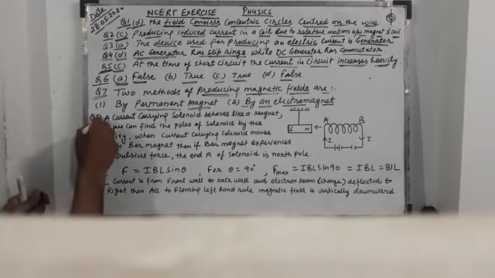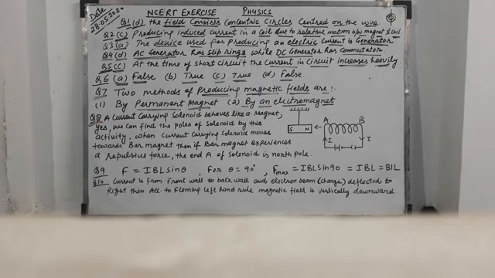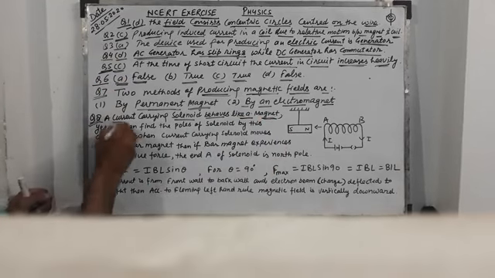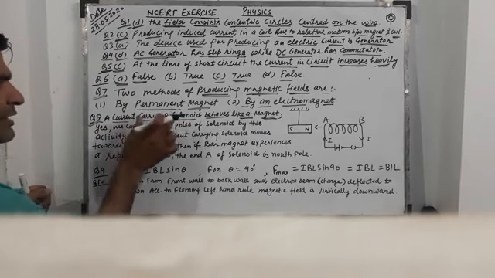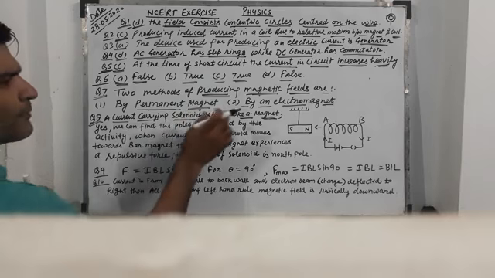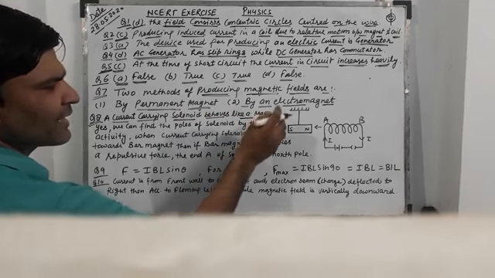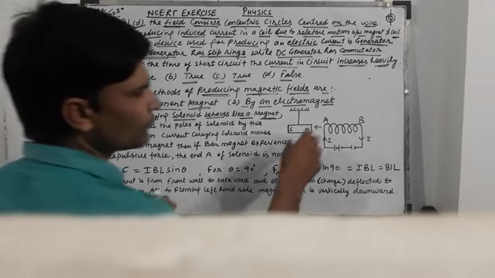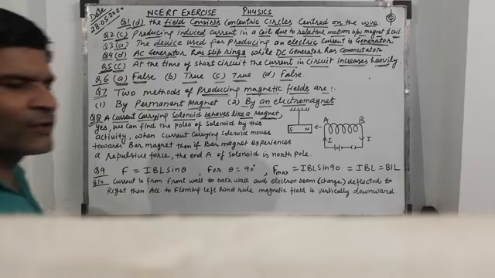Now in question number 8, the question is asking about a solenoid behaving like a magnet. A solenoid behaves like a magnet. So, a current carrying solenoid. When a current is passing through a solenoid, it behaves like a magnet, and that magnet is an electromagnet.